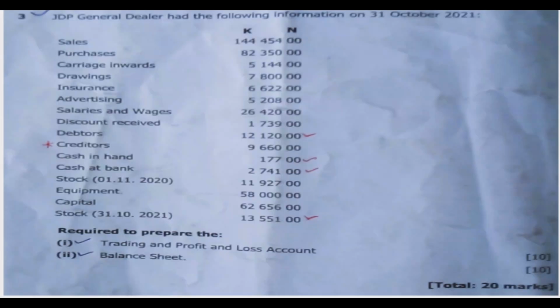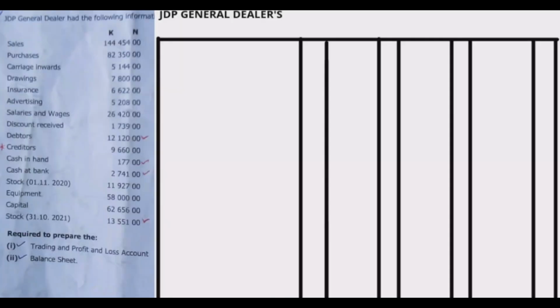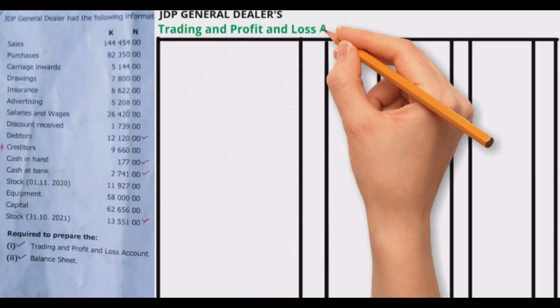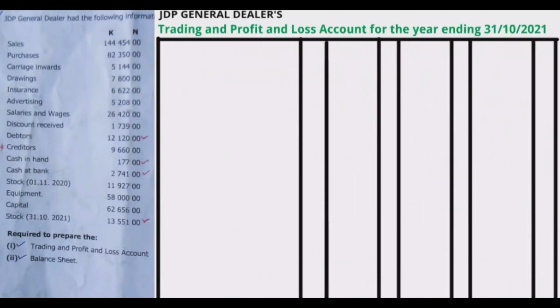First of all, we need to come up with a frame for this, and that is the frame. I'm trying to avoid wasting your time, so I'm pausing the video when I'm drawing up the frame. So we have the balance sheet there and trading. We start with the trading and profit and loss account. Let me first name this account. Let me write there on top, trading and profit and loss account.